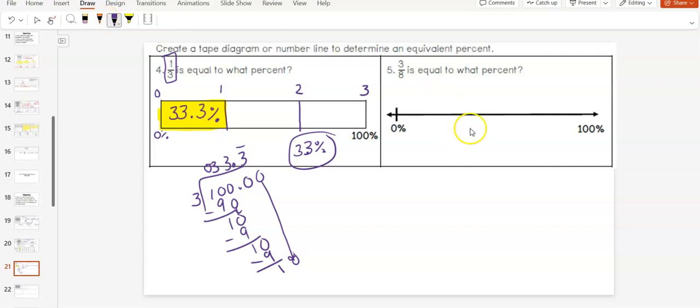Now we're going to do the same thing, but with 3/8. So I'm going to divide my 100%. We're going to say this is 8. We're going to divide it into 8 equal pieces. 4, 8. This is 1, 2, 3, 4, 5, 6, 7, 8. So what I'm going to do now is shade in just 3 of those pieces.